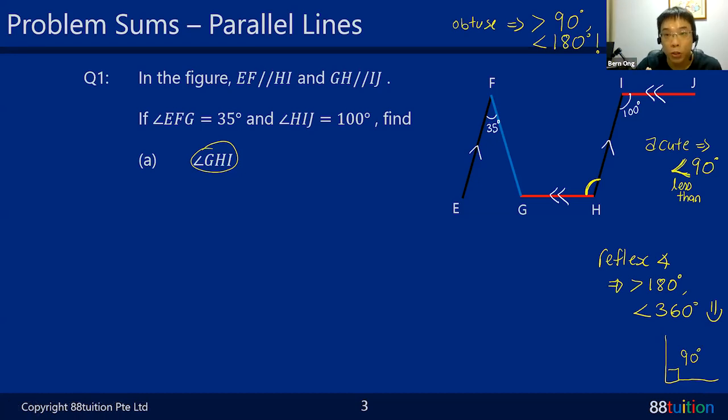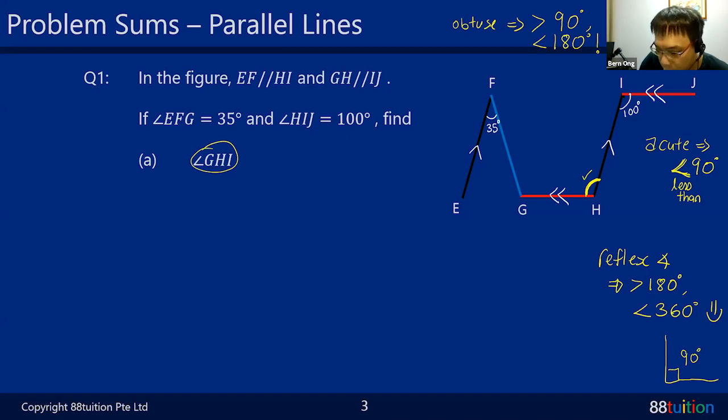Okay, so what happens down here? They're looking for GHI. Where is GHI? They never say reflex, they never say acute, they never say obtuse. So it's just the answer, the angle inside here. If they never use the word reflex, it's either acute or obtuse. So they're looking for this angle here.